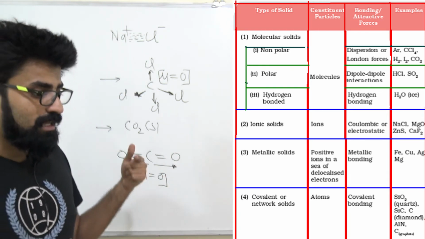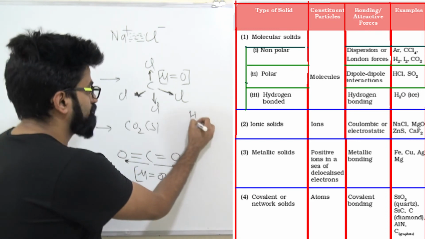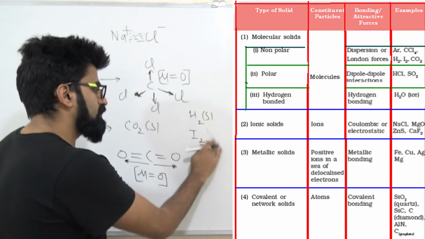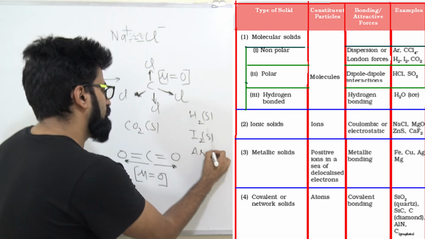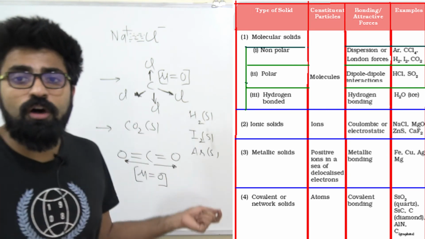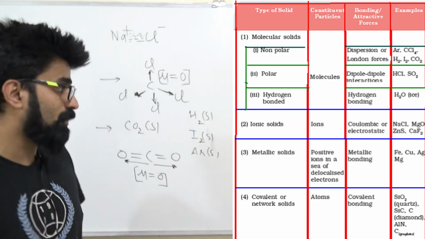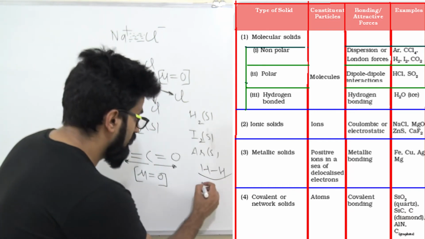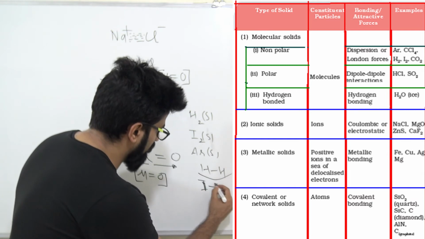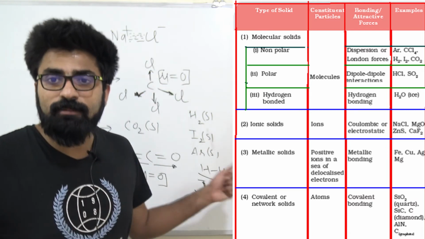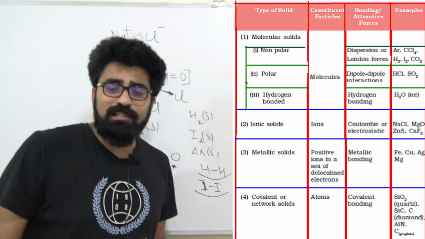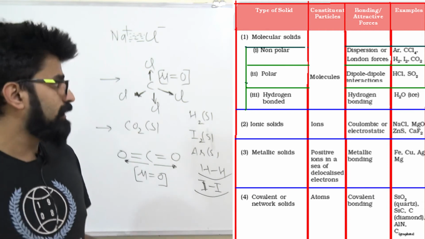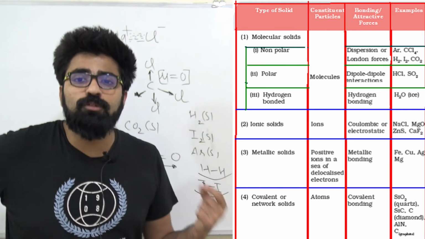Similarly for CCl4. We have other examples: H2, I2, hydrogen gas converted into solid, I2 which exists as a solid, and argon solid. These are also examples of non-polar molecular solids, because in hydrogen this bond is non-polar only. There is no electronegativity difference. In I2 also this bond is non-polar only, with no electronegativity difference. Similarly, argon is also a non-polar kind of solid. So these are the examples of non-polar molecular solid.